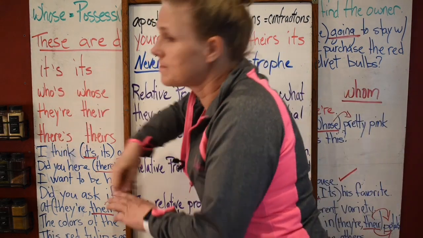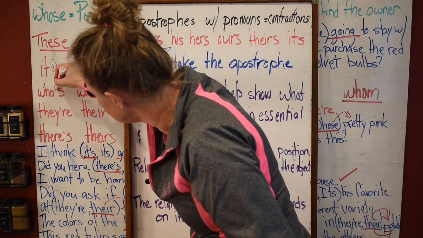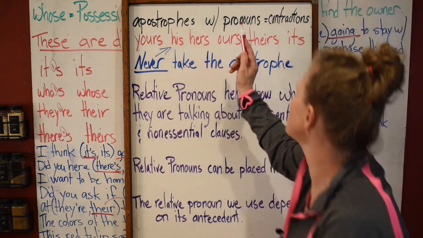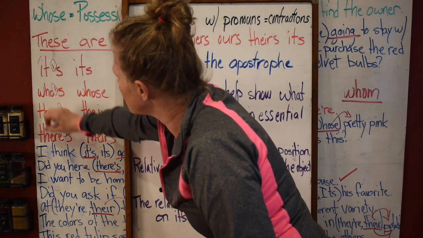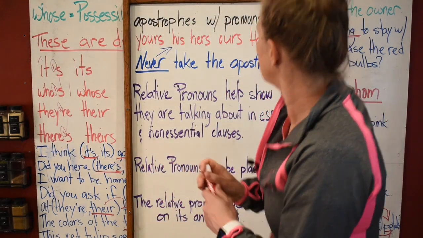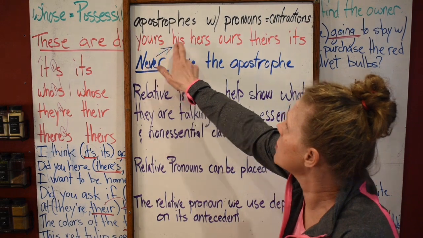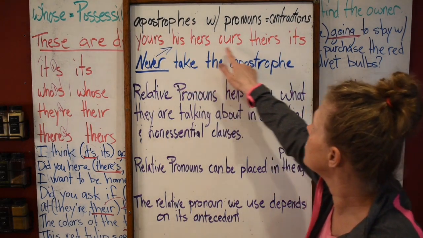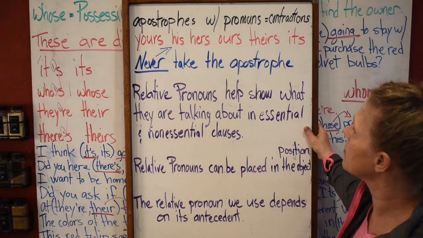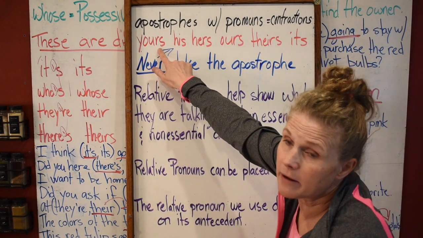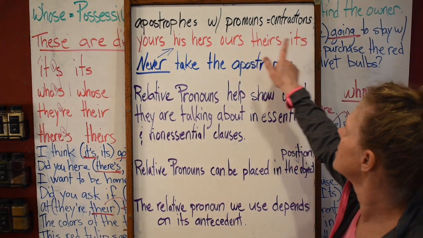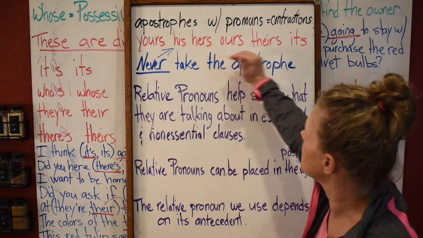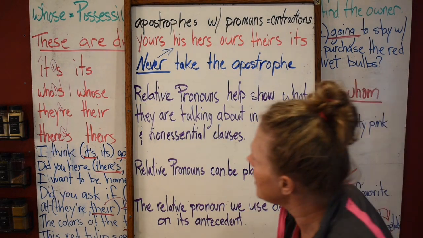Apostrophes, what are these called? Right here. What are these called? Apostrophes. These are called apostrophes. Apostrophes with pronouns equal contractions. These are contractions. Look at these. Yours, his, hers, ours, theirs, its. These will never take apostrophes. So you need to remember that. Go over these. Say them. Yours, his, hers, ours, theirs, its. They never take apostrophes. Apostrophes with pronouns, they equal contractions.